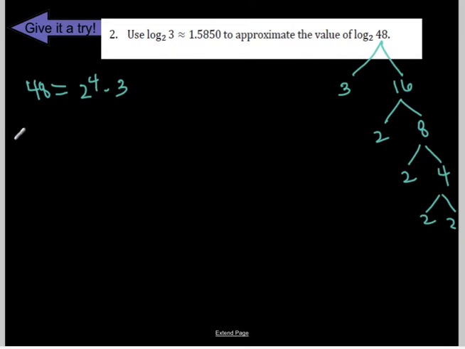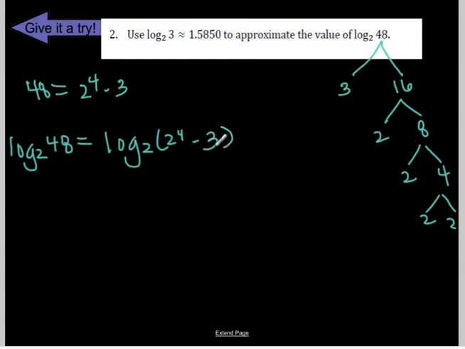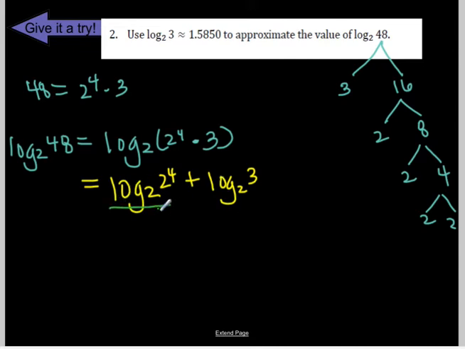Okay, so I'm going to rewrite log base 2 of 48 is equal to log base 2 of 2 to the 4th times 3. Now I'm going to go ahead and break this down into addition. So really I have log base 2 of 2 to the 4th plus log base 2 of 3. Let's go ahead and deal with this log base 2 of 2 to the 4th. I'm going to do it as a little side note.